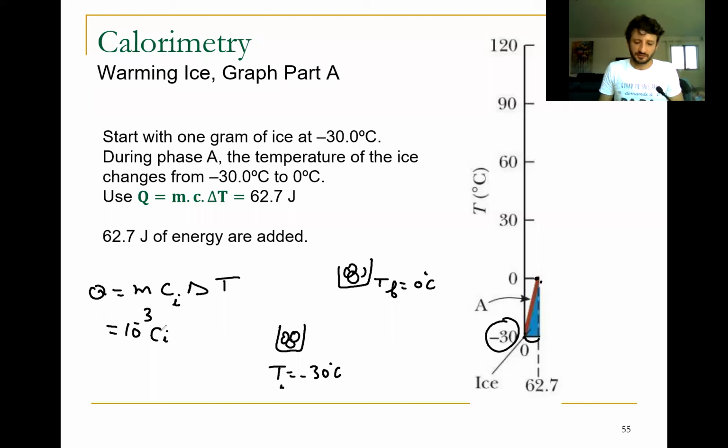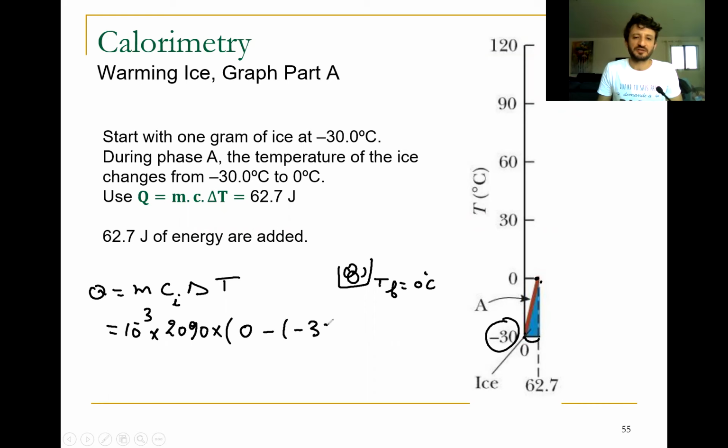So we put here the value of C: 2090 times delta T, which equals T final minus T initial. T final equals 0, minus T initial equals -30. Okay, we calculate, the value will be 62.7 joule.